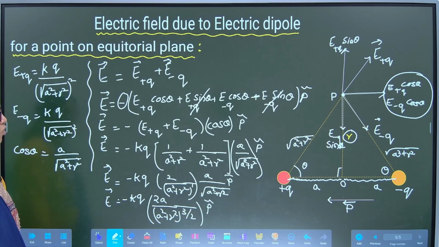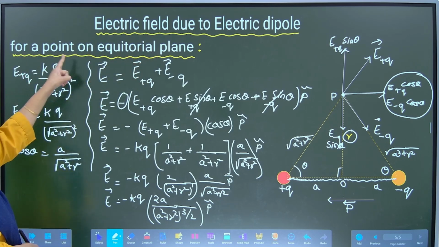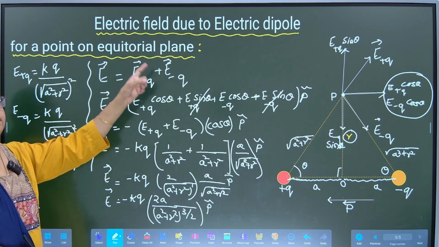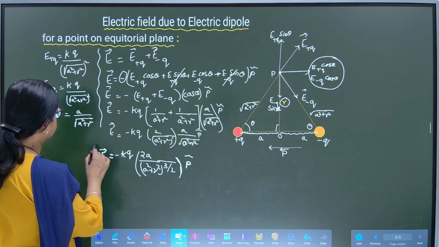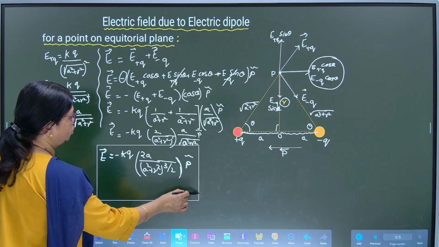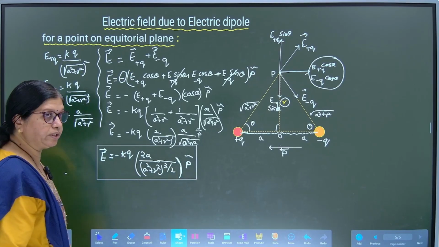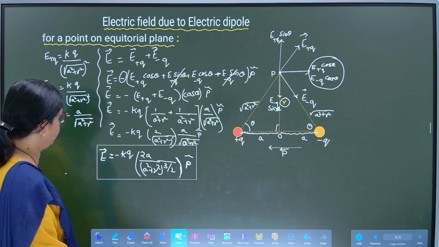Yes. So we are ready with the formula for the electric field due to the electric dipole for a point on the equatorial plane. So let us box this result, fine, so that we remember it as it is and note it down as a formula in our formula page.